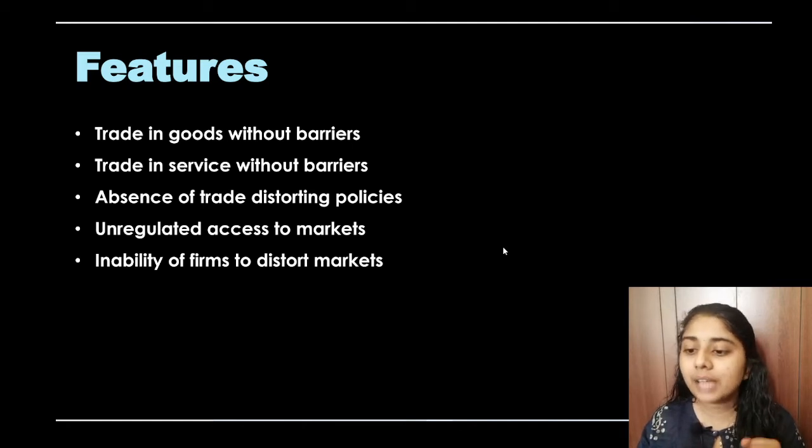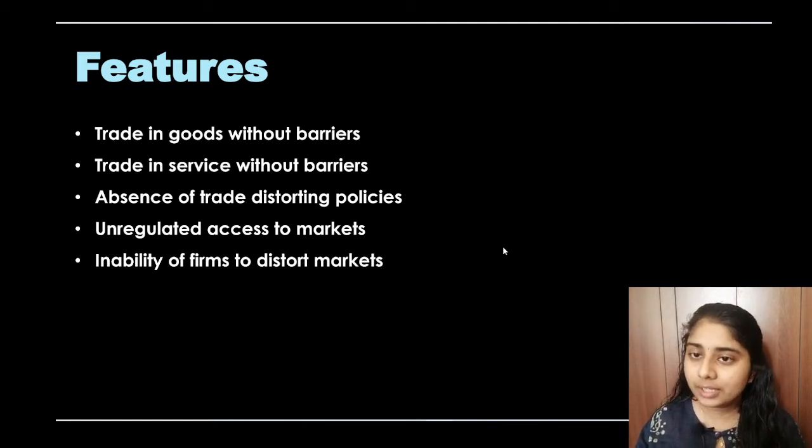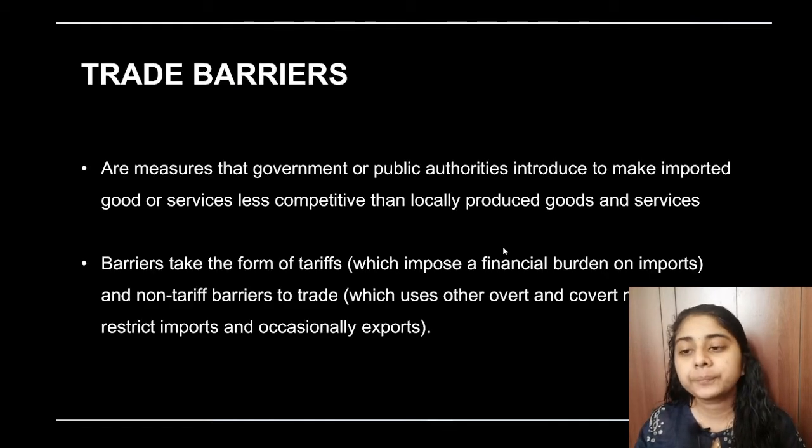Okay, then comes unregulated access to the market. So there is no regulation on the entry or exit to the country's market. Then inability of firms to distort the market. There will also be an inability for firms to distort the market. So these are some of the major features of free trade. Okay, so now let's see what trade barriers are.